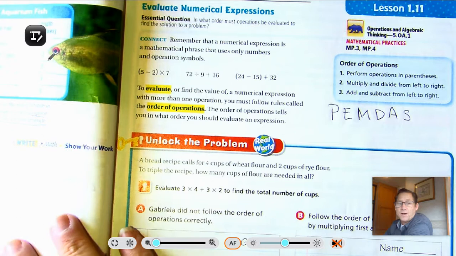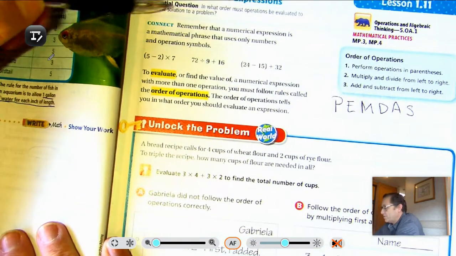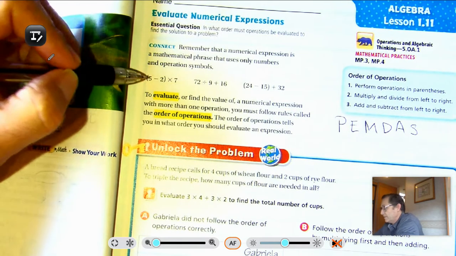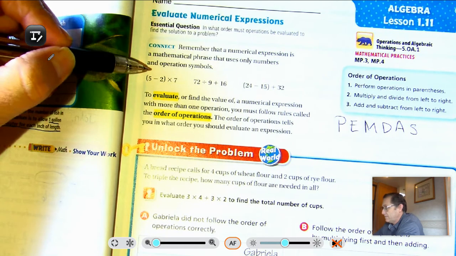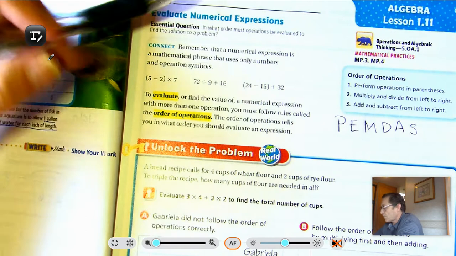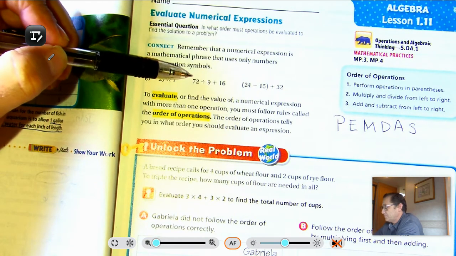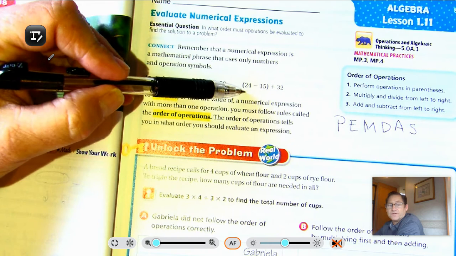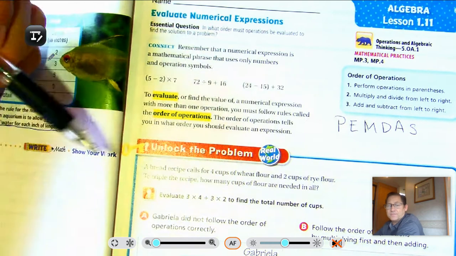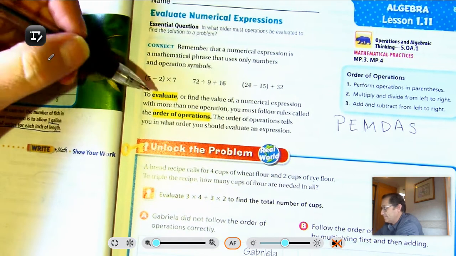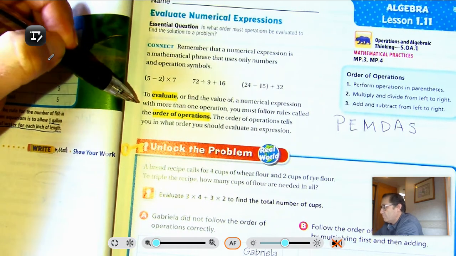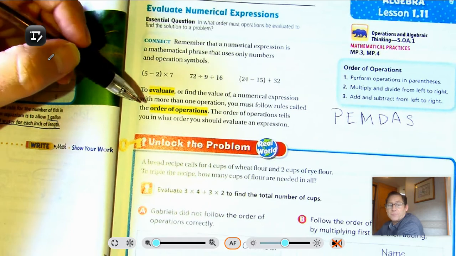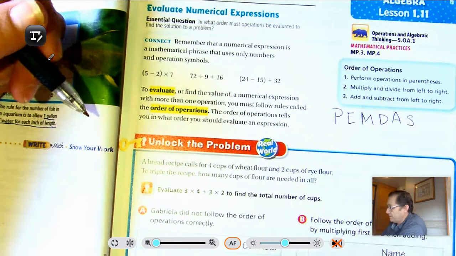All right, so remember that a numerical expression is a mathematical phrase that uses only numbers and operation symbols. So we see here the difference of 5 and 2 times 7. Here we see 72 shared with 9, and then add 16 more. Here we have the difference of 24 and 15, and then add 32 more. So to evaluate or find the value of a numerical expression with more than one operation, you must follow the rules called the order of operations. The order of operations tells you in what order you should evaluate an expression. And so that's what we talked about here.